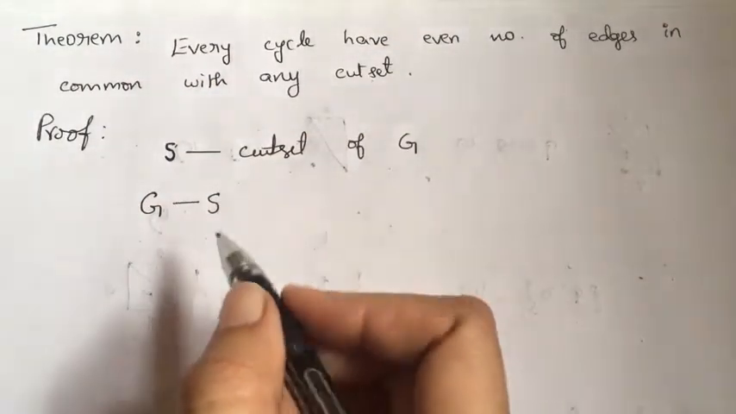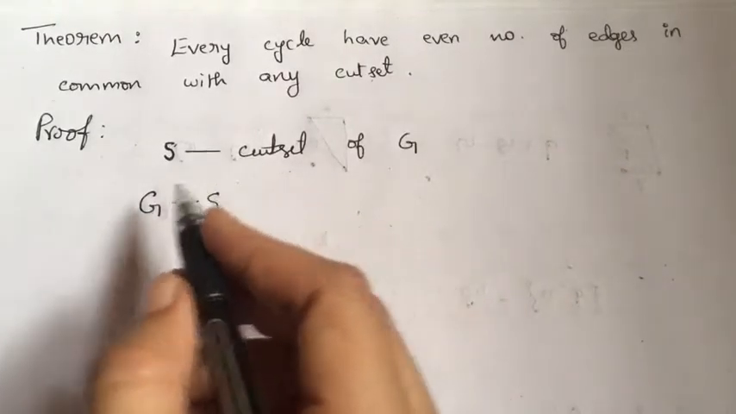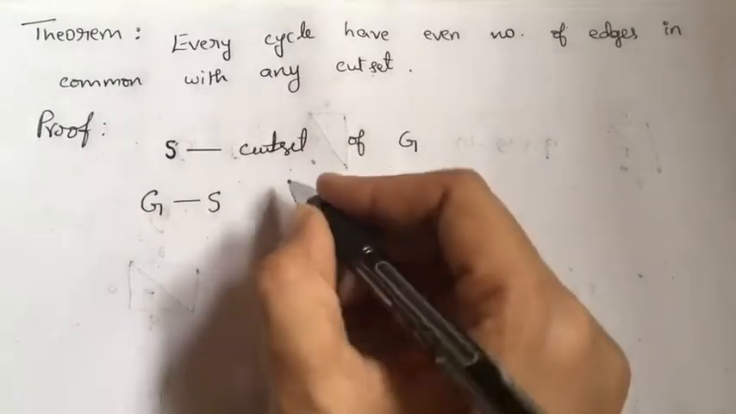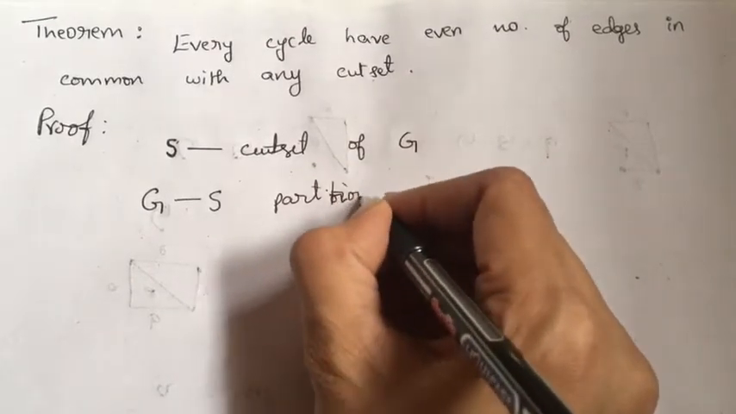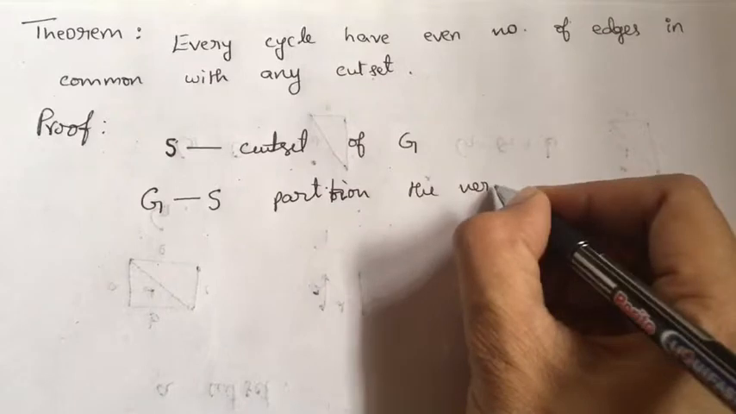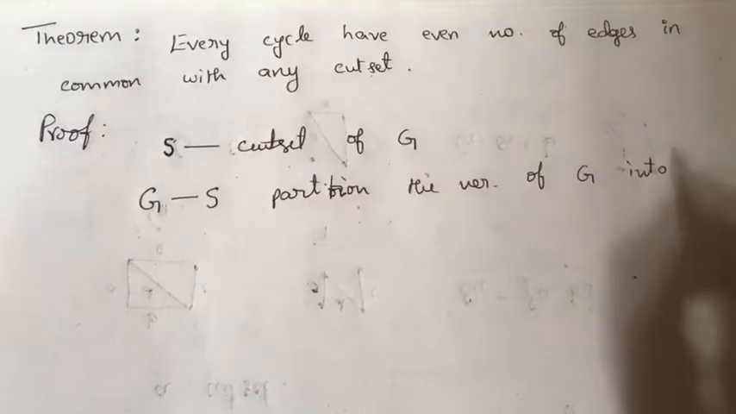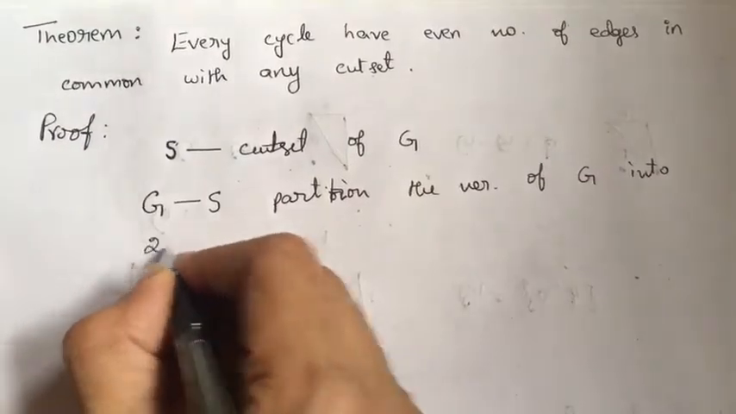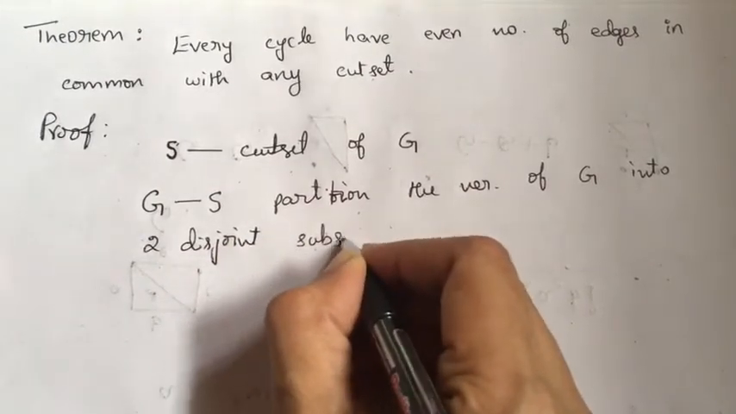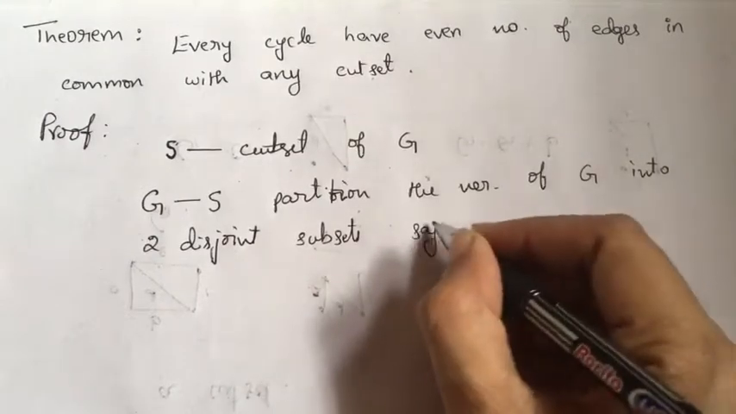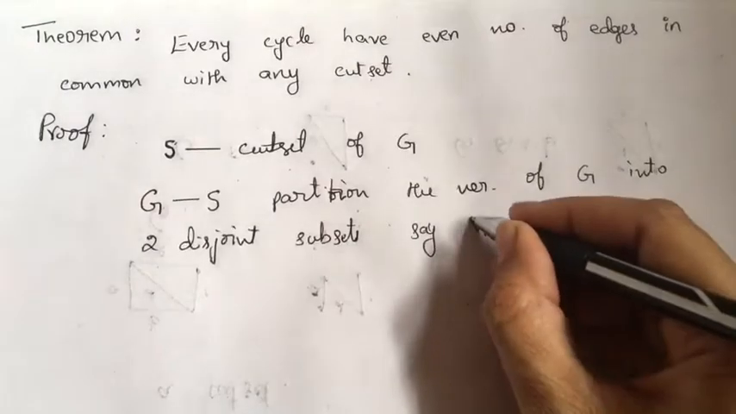Let the removal of S partition the vertices of G, meaning G minus S will partition the vertices of G into two disjoint subsets. Say I'm calling them V1 and V2. Okay, two subsets of vertices.